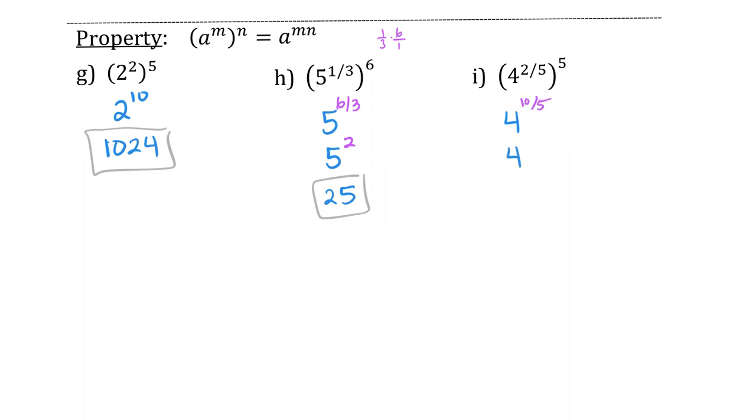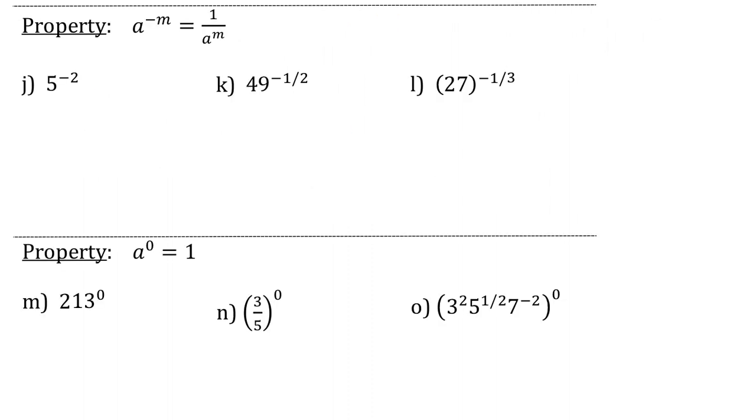10 divided by 5 is just 2. So 4 squared is 16. Okay, and if you multiply the fraction in your head, you could skip this step and show this step, but do show the middle step so I can see you're using the properties.